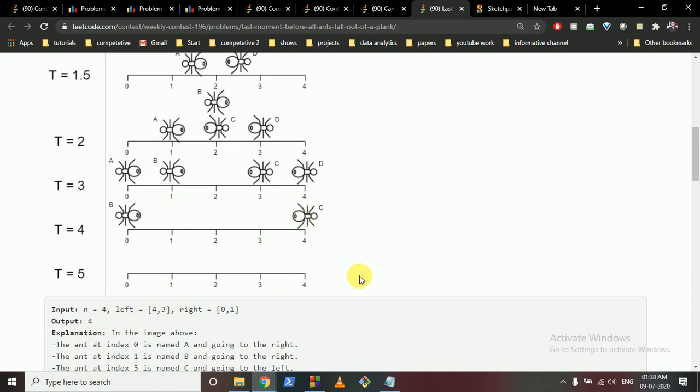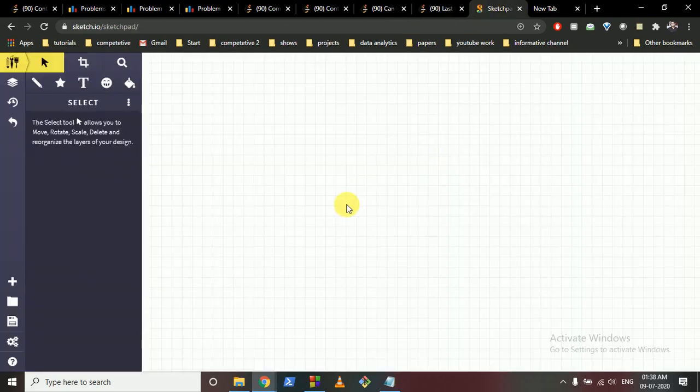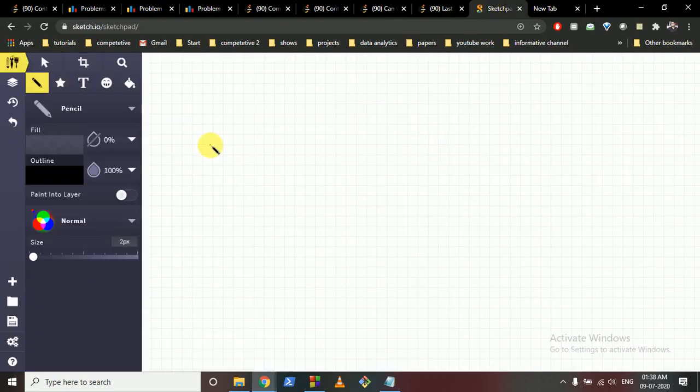The main trick for this question is how you are counting the collisions, how you are accumulating the collisions.